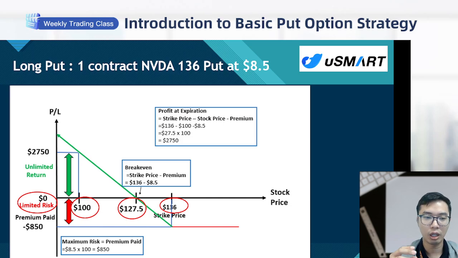Actually, the return is not unlimited in put options, because when the price drops to 0, it becomes 136 minus 0 minus 8.5. So there's a limit for this put option. However, for call options, when you long it, the return is really unlimited. Alright, so this is just for understanding. This is how we read this profit profile. Alright, this is not hard.